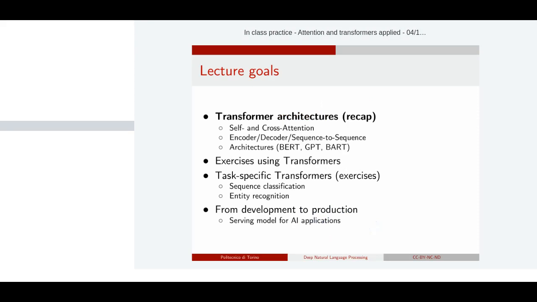Then in the second part, we will see some task-specific transformers. We'll see how we can use transformers to perform specific tasks, such as text classification or named entity recognition. And finally, we'll do a very brief discussion on the tools that we can use to pass from development to production for those models. Those models are used almost everywhere now, and having a brief overview of the tools that we can use to deploy them is, I think, useful for you besides the course itself.